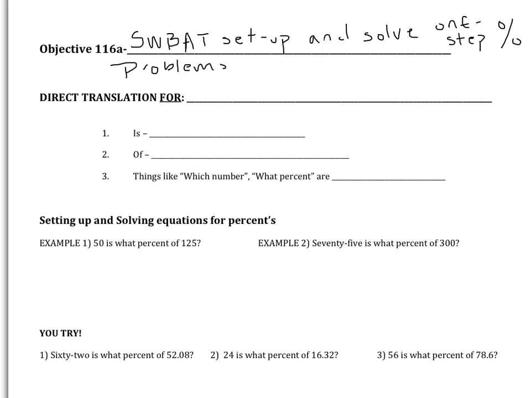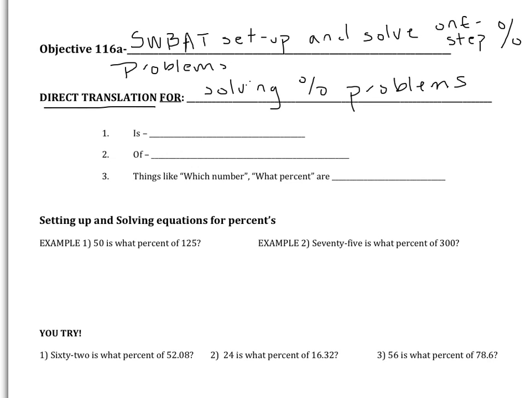So we're talking today about setting up and solving one-step percent problems. And in order to do that, we're going to use something called direct translation. When you see direct translation, we should be thinking that we're using this to solve percent problems, okay? So let's talk first about how we're going to use direct translation.